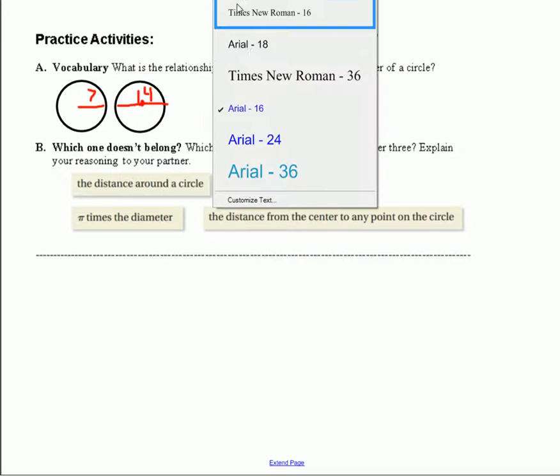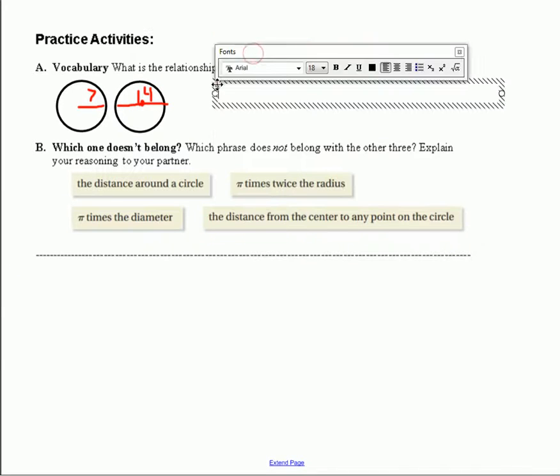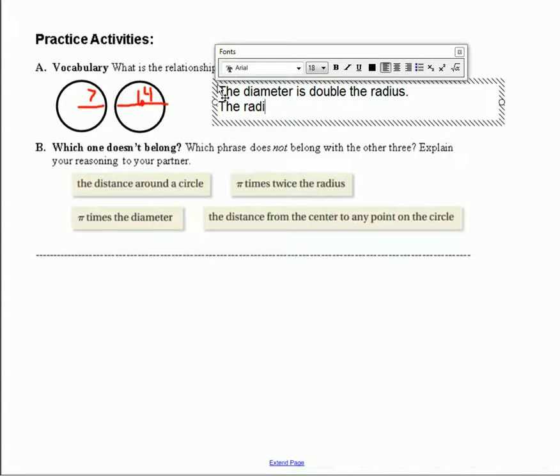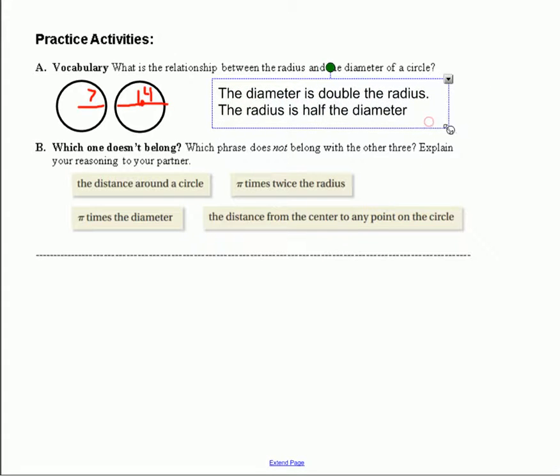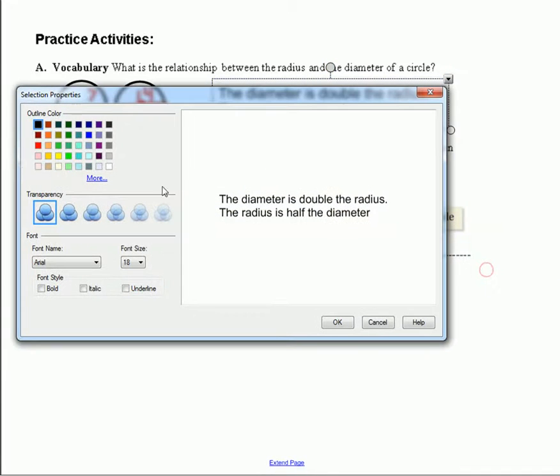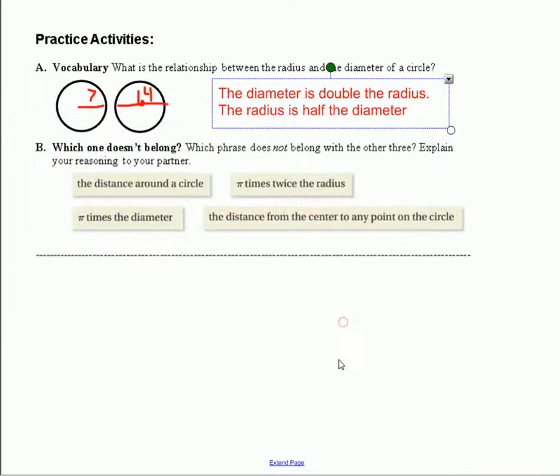So what's this relationship? I would write, let's write it here: the diameter is double the radius, or the radius is half the diameter. Just like those formulas we were talking about earlier. Make it red to go with my drawing. Here we go. So again, something having to do with the diameter and the radius, the diameter being twice as much, or double, or 2 times as much, would also be correct.